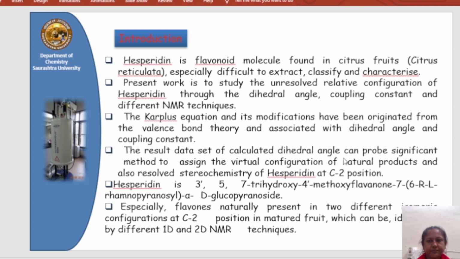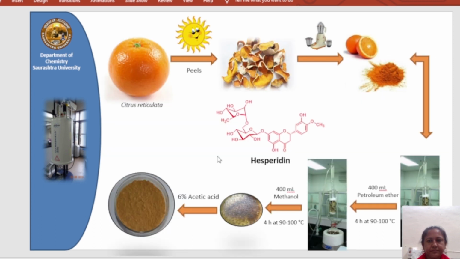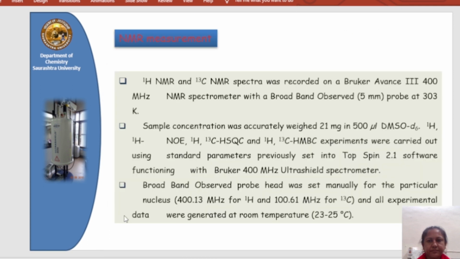The resulting data said that the calculated dihedral angle can prove a significant method to assign the relative configuration of natural products and also resolve the stereochemistry of hesperidine. For that we carry out the 2D NMR technique. We use different 1D and 2D NMR techniques. This slide shows how to isolate hesperidine from the citrus fruit. We take the bark, make it a fine powder, carry out the Soxhlet extraction method with petroleum ether, then proceed with methanol, then treat with 6% acetic acid, and we can get the hesperidine. Now we carry out the study on this hesperidine.